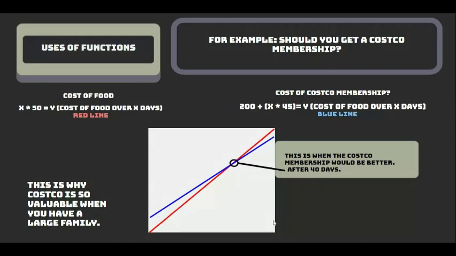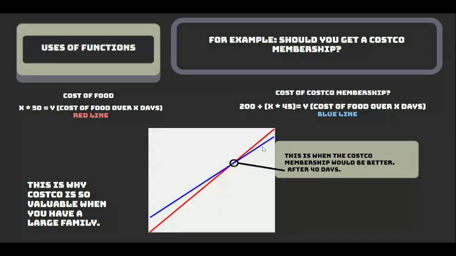If this y was the amount of money you spent and this x was the amount of days, you wouldn't save much money at first. You would save a lot more money if you started with Albertsons for the next 40 days. It would be cheaper for you to buy Albertsons food for $50 a day. But once you hit that 40-day mark, it would be cheaper for you to buy a Costco membership and just have it for this part.